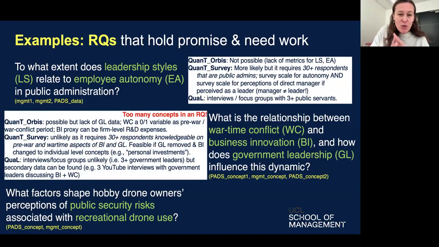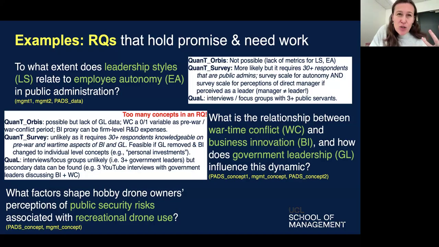In addition to the too many concepts, I see a possibility for this research question to be addressed with Orbis data, but you won't be able to get government leadership proxies in Orbis. Orbis doesn't have government leadership proxies because Orbis is at the firm level. And of course, some of you would think, how about we aggregate at the country level? Then we don't generally do country-level analysis in management. We care about firms, we care about people.